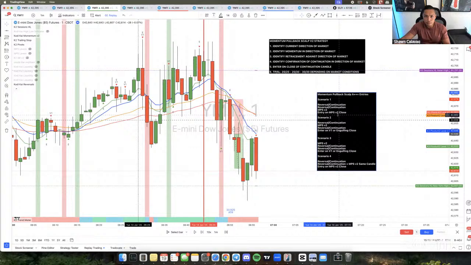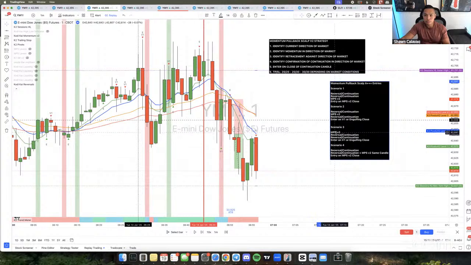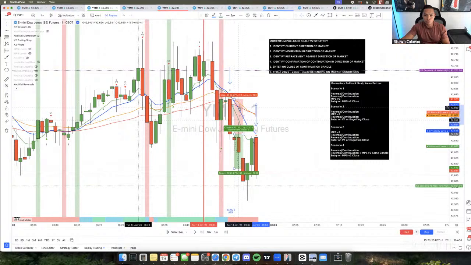So this is going to be scenario 3. So scenario 3 is first an MPSv2 comes up. So that's this entry, right? Second, we have a reversal continuation. We have an engulfing candle right here. And the third one is reversal continuation, which is right here. We have an engulfing candle, right? So we have 3, it's basically 3 back-to-back. So you're looking for an MPSv2, reversal continuation, and then another reversal continuation. On the third one is where you take your entry.